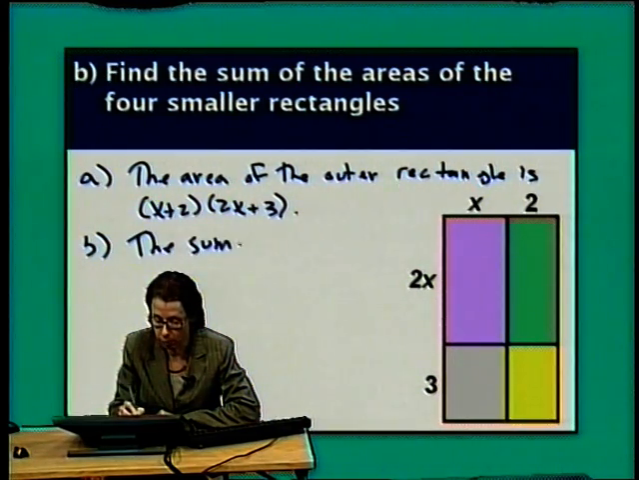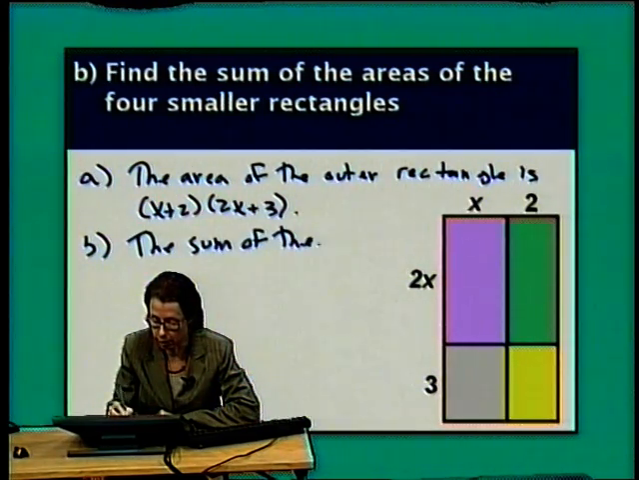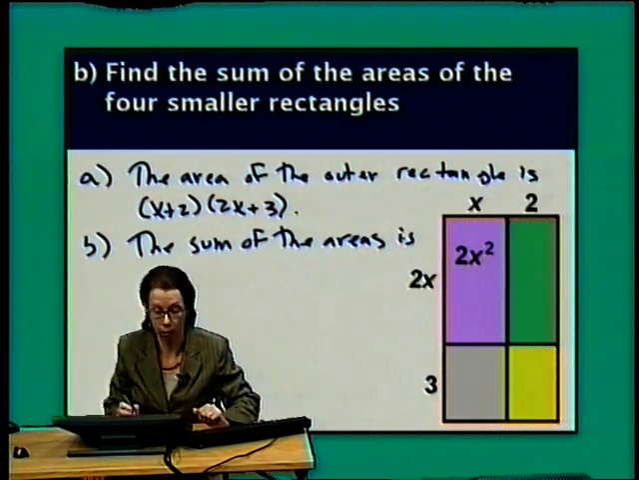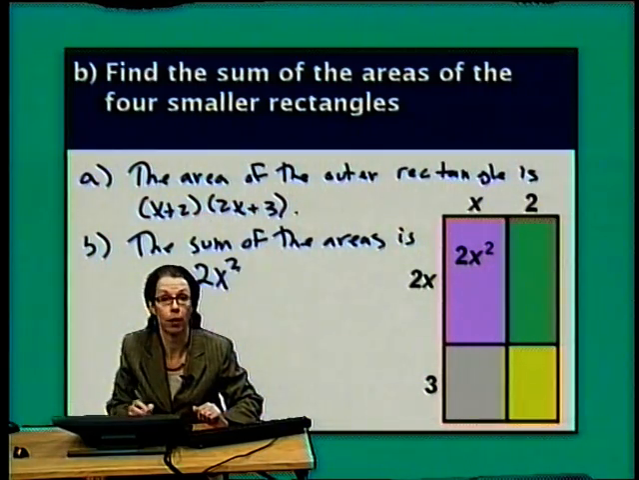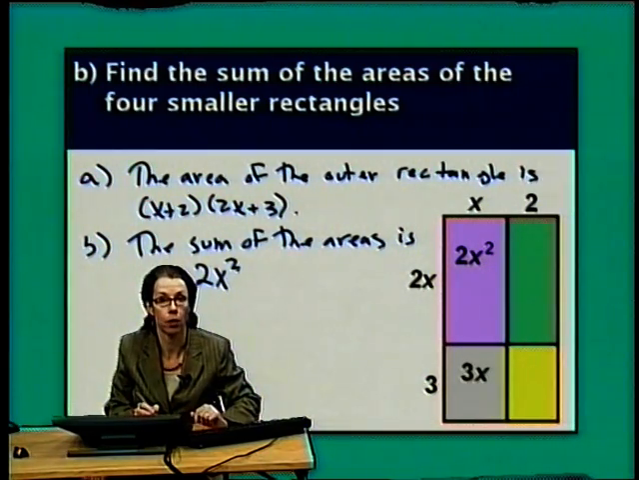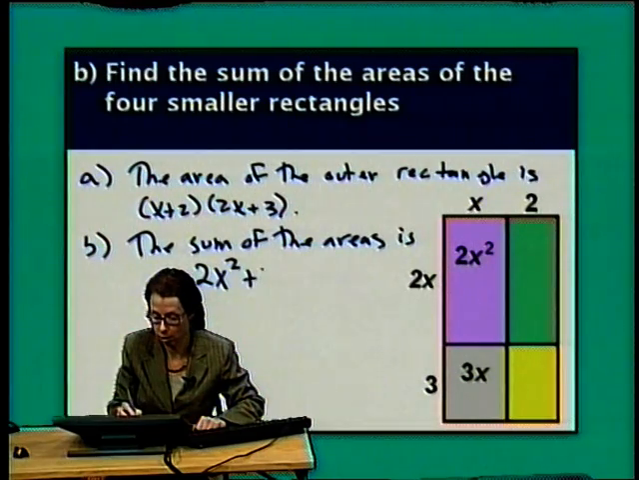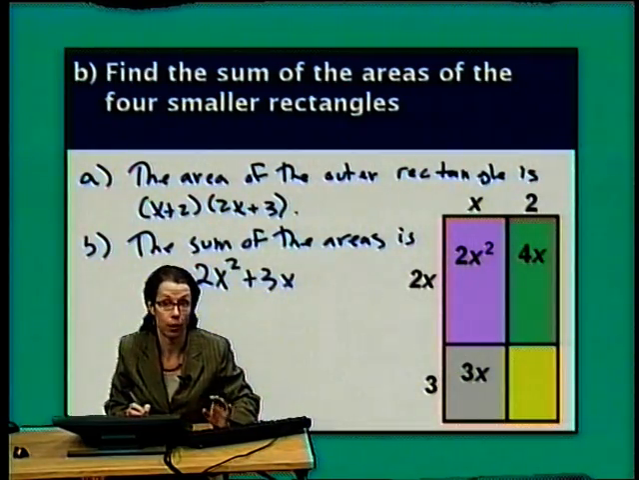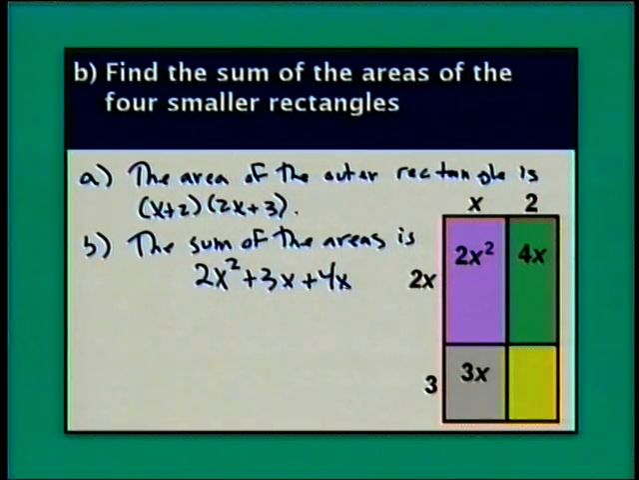So the sum of the areas is, let's look at what we have. We have 2x times x, that's 2x squared, plus 3 times x, 3x, plus 2x times 2, that's 4x. Finally, plus 3 times 2 is 6.